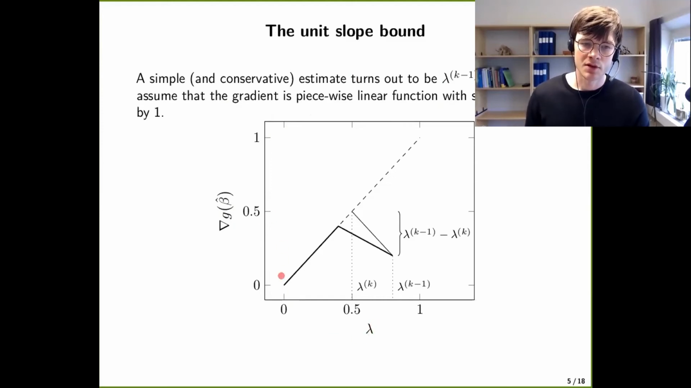This is a graph where we have the gradient on the y-axis and then the penalty strength on the x-axis. And wherever you're below the unit line, we know via the KKT stationarity criterion that any predictor, any coefficient with a value below this line is going to be 0. Okay, now assume that we are at this point here.